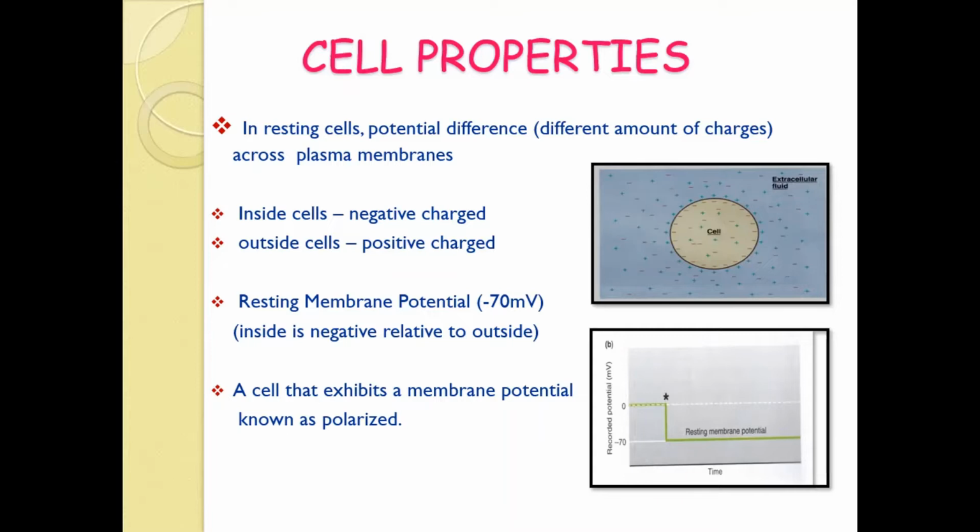So inside is negative relative to outside. When a positive charge enters the cell, the cell might exhibit a change in membrane potential. That is called polarized, where the membrane potential goes from -70 millivolt to more positive.